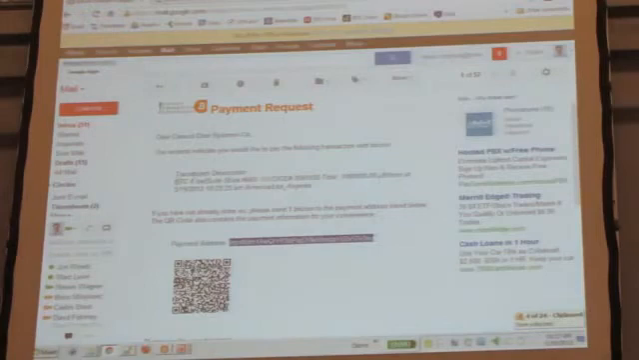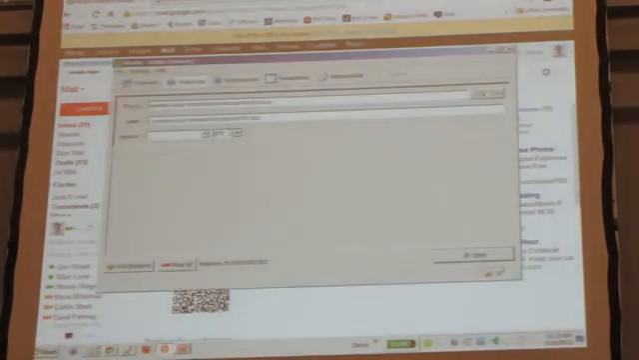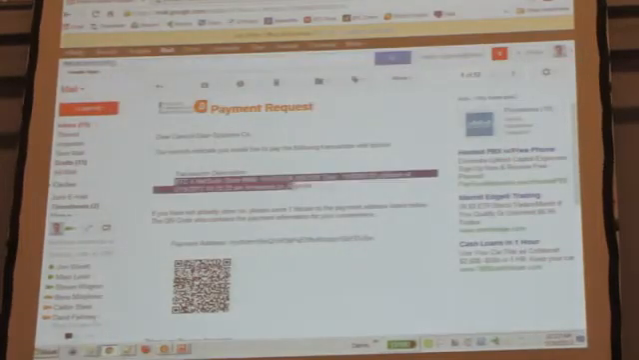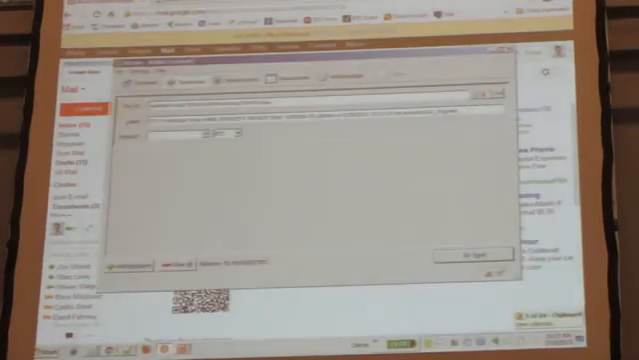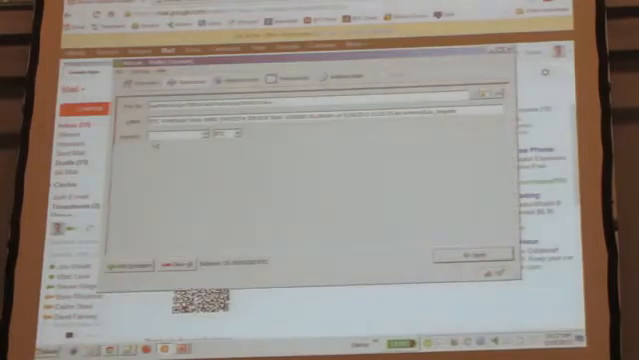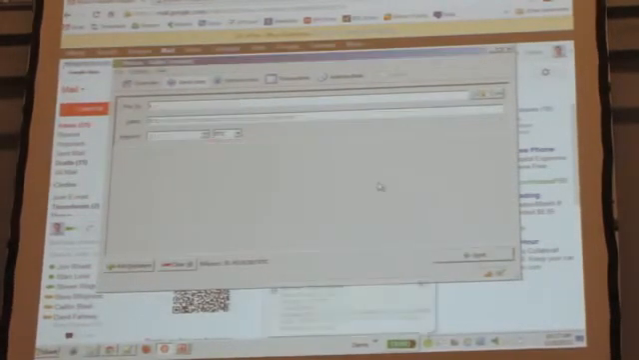There's a label over here, which is descriptive. And I see right here it's saying send 1 Bitcoin. Set that up. Yeah. Hit send. Great.